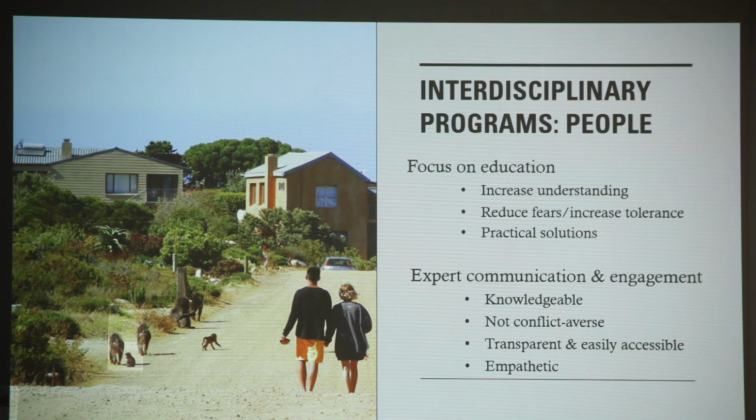The next is transparency and easy access to communication. This is very, very vital as well. And then finally, being empathetic. People in these situations don't know what to do. You're dealing with a giant wild animal. There's fear, there's losses, there's differences in values. Communication has to be empathetic in this space.